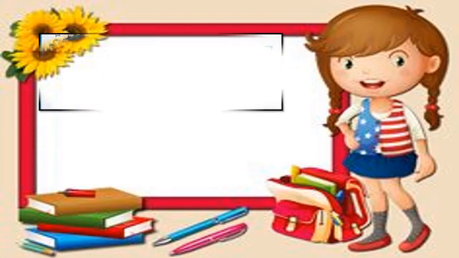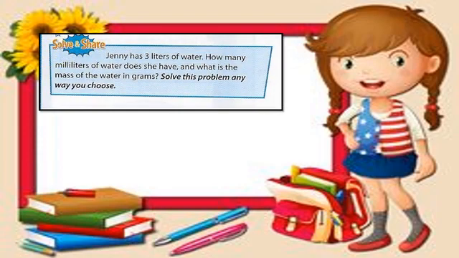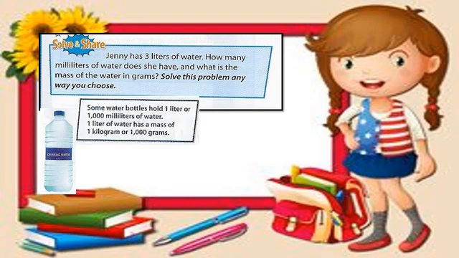Okay, now let us solve the problem in Solve and Share. So this is a liter of water. Some water bottles hold 1 liter or 1000 milliliters of water. 1 liter of water has a mass of 1 kilogram or 1000 grams. So in the problem, we are going to convert the liters to milliliters. And after that, we are going to find the mass of the water in grams.